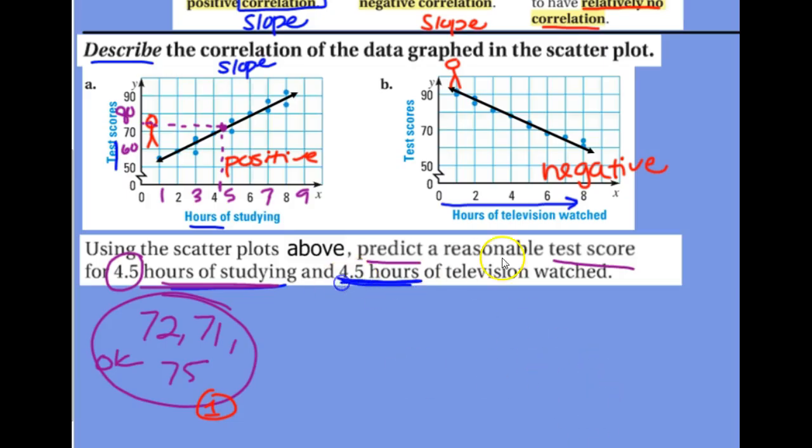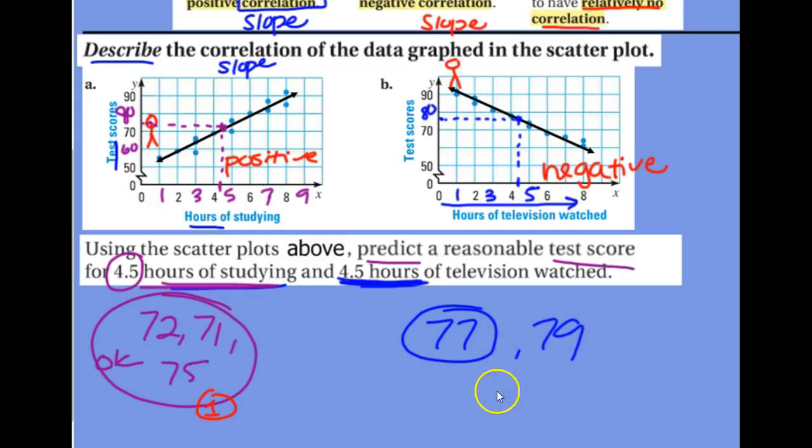We're going to predict what's a reasonable test score if you're going to study for 4.5 hours, or watch TV for 4.5 hours. So again, 4.5 is right here in the middle. If we follow that up to our line, once we hit the line, look over. Again, we're between 70 and 80, but to me this one's a little bit higher, maybe like 77. Maybe you're thinking it's more, really close, maybe it's 79. But you only need to pick one number, you don't need to list more than one.